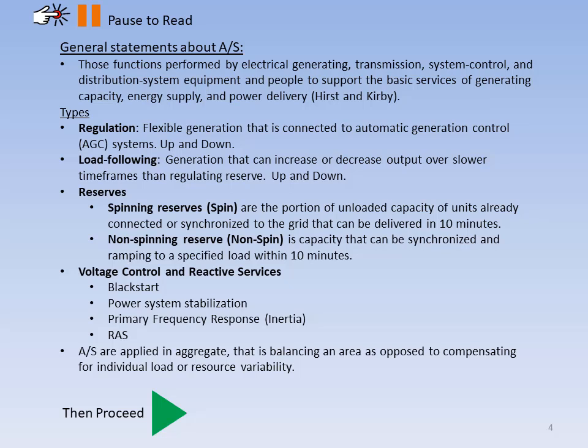There are 4 primary ancillary services in Cal ISO terminology: regulation up or reg up, regulation down or reg down, spinning reserve or spin, and non-spinning reserve or non-spin. Load following and voltage control, including reactive services, can also be considered ancillary services. Note that there isn't a one-to-one relationship between ancillary services and any single change in the power system. An ancillary service is deployed for an area, not for individual load or resources variability.